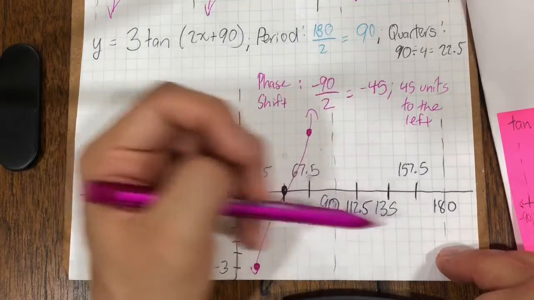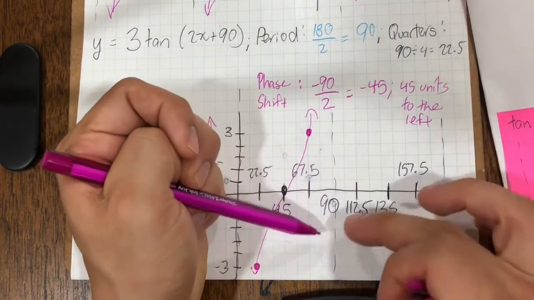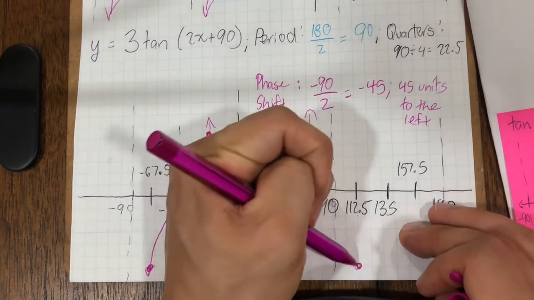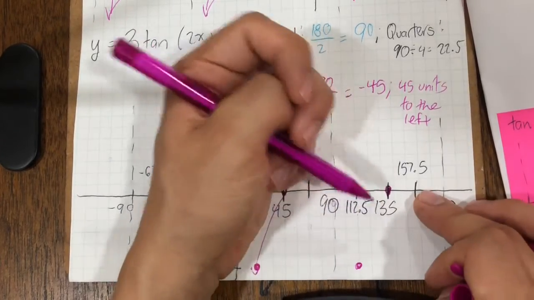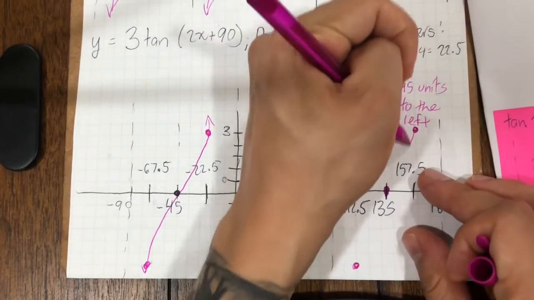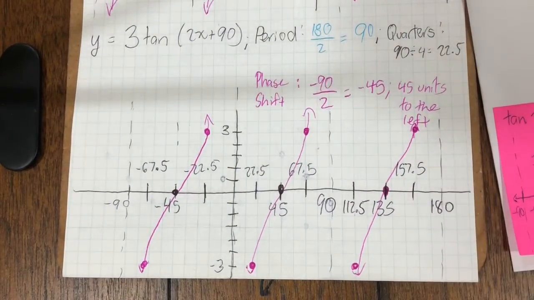So now we're gonna make the graph. So after the asymptote at 90 degrees, I'm at the low point. Then 135 is the mid, which I should have drawn earlier. And then 157.5 is the high point, which is at 3. Connect my points, and there we have it. So those are the examples of the phase shift and the vertical shift of the tangent graphs.